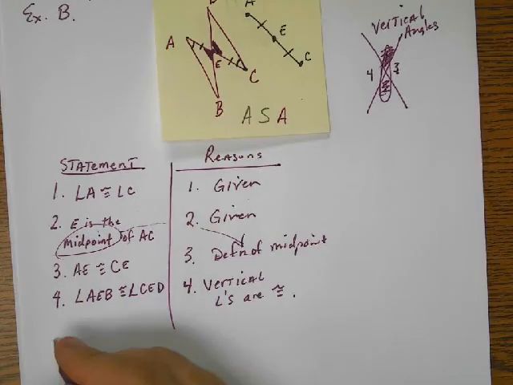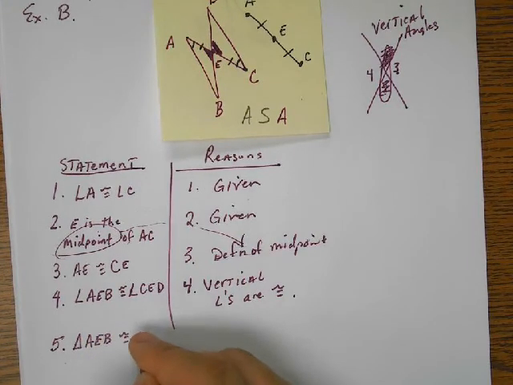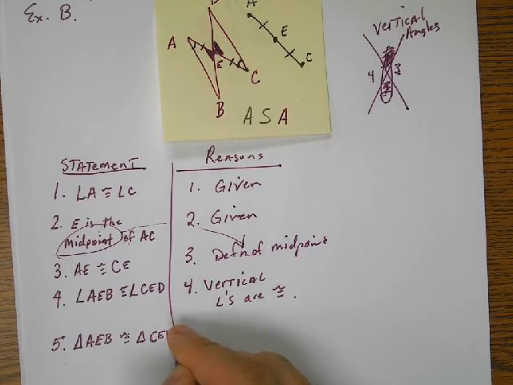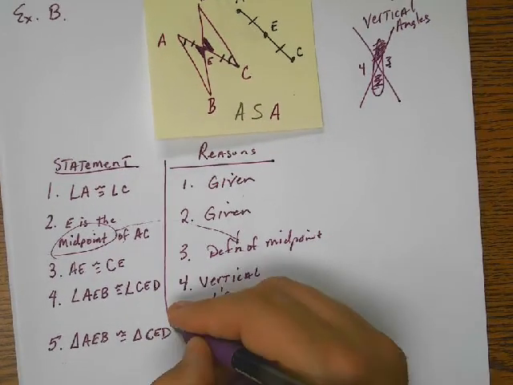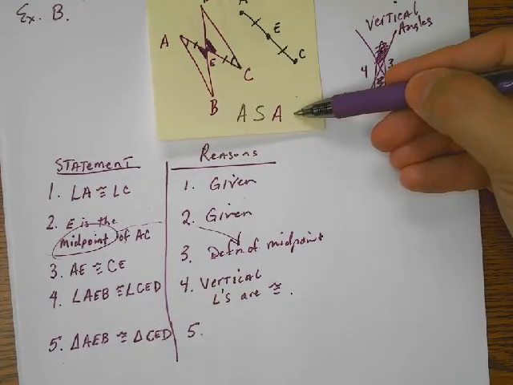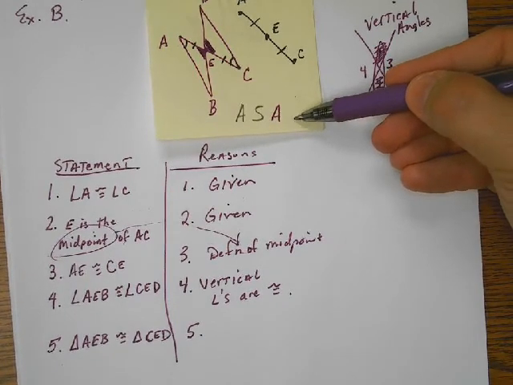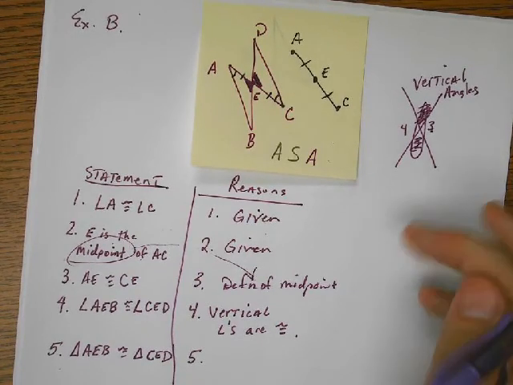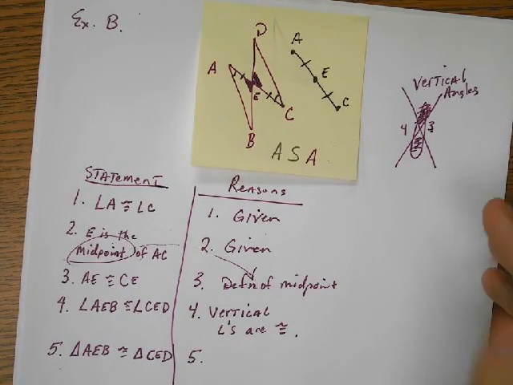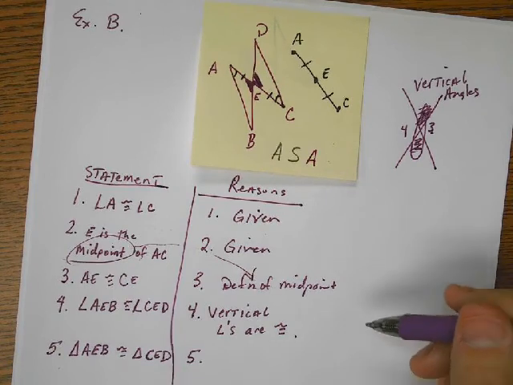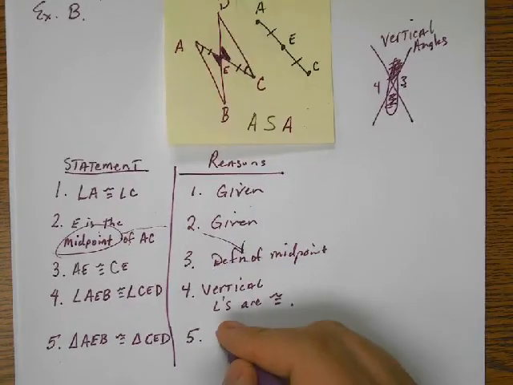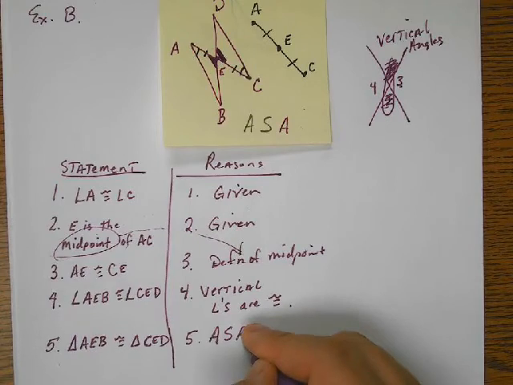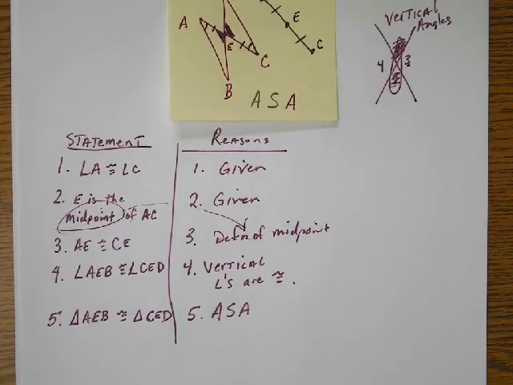Now we have enough, Kayla, to say that triangle AEB is congruent to triangle CED. What's my reason, Kayla? We only have one reason to show triangles congruent. What have we talked about so far today? What theorem did you write down? Thank you. You don't have to write out the whole theorem. You can just write the 3 letters.